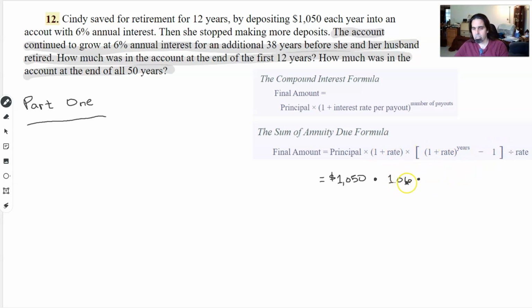But we don't need these inside ones. With the 1 plus rate, it's just a 1.06. The curved ones we do need. I am still going to draw them as big to remind myself where they're coming from. They were these things. Okay, so what do we have? The 1 plus rate, 12 years, minus 1, divided by, there's no 1 plus, it's just a 0.06.